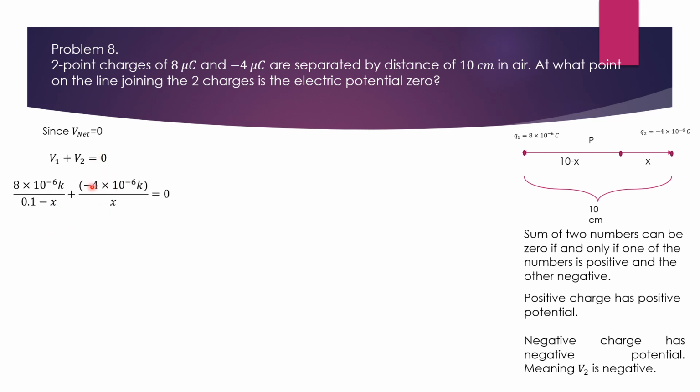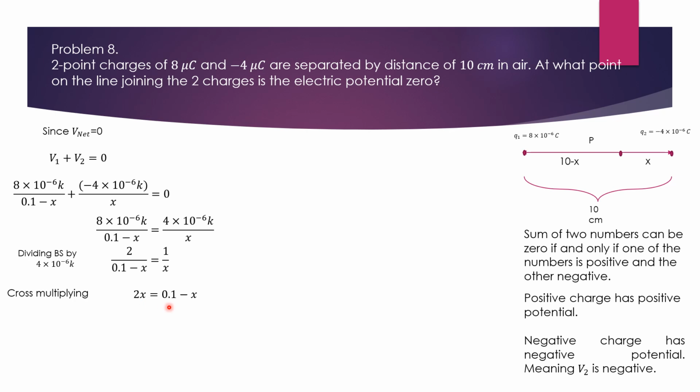Putting in the values, we got 8 into 10 power minus 6 and negative 4 into 10 power minus 6 k. Moving this negative value to the right side, making it positive, we note that k can be cancelled with k, and 10 power minus 6 can be cancelled with 10 power minus 6. 4 is a factor of 8 and it can further reduce this 8 as well. So dividing both sides by 4 into 10 power minus 6 k results in 2 over 0.1 minus x equal to 1 over x. Cross multiplying gives us 2x is equal to 0.1 minus x.